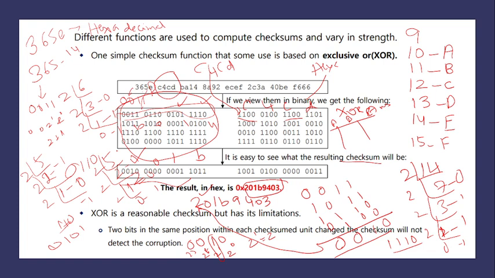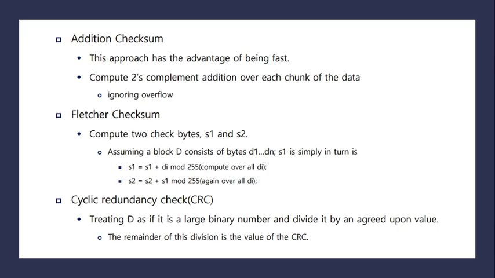So by using this particular method of XOR, we calculated the checksum. XOR is a recognizable checksum, but with some limitations. Next, this checksum addition. Its approach has an advantage of being fast. Compute 2's complement addition over each chunk of the data. We have to ignore the overflow.